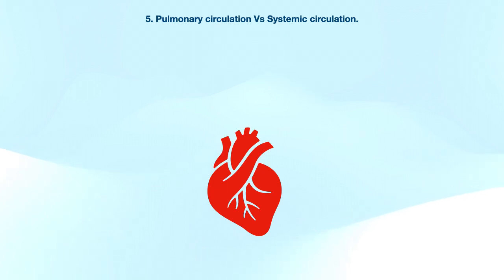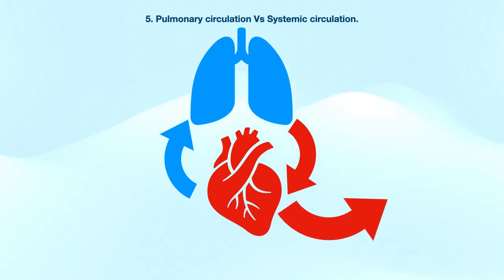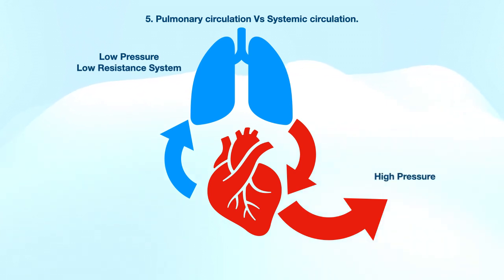The fifth key concept here is the difference between pulmonary and systemic circulation. If you see the heart pumping into the lungs, it's much easier, and the blood which comes back to the heart also flows easily. But pumping into the systemic circulation is much more difficult. That is why we say the pulmonary circulation is a low pressure, low resistance system, whereas the systemic circulation is a high pressure, high resistance system.